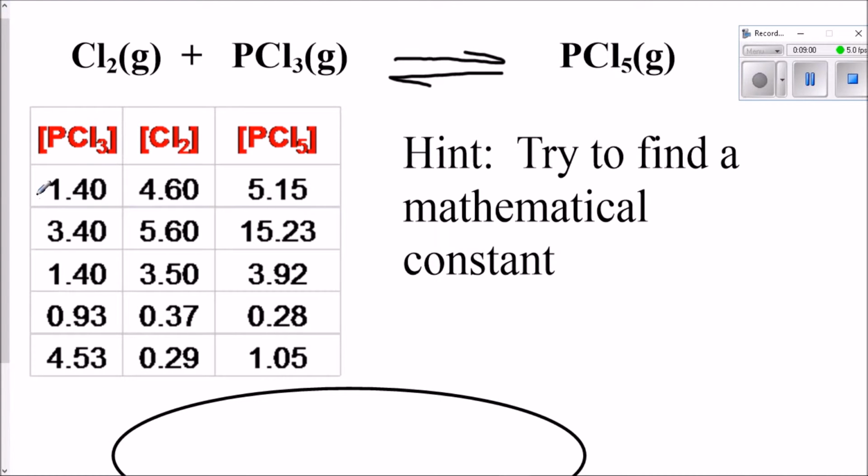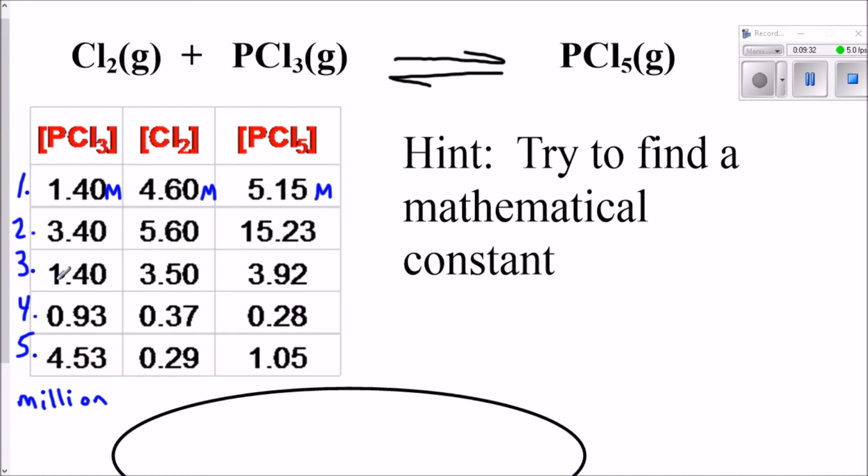So here what we have is a bunch of different concentrations of PCl3. This is one equilibrium where you have 1.4 moles per liter of PCl3, 4.6 moles per liter of Cl2, and 5.15 moles per liter of PCl5. Now you have a bunch of different equilibriums where these concentrations seem to be constant. And we could honestly come up with a million different equilibriums where the concentrations are constant.